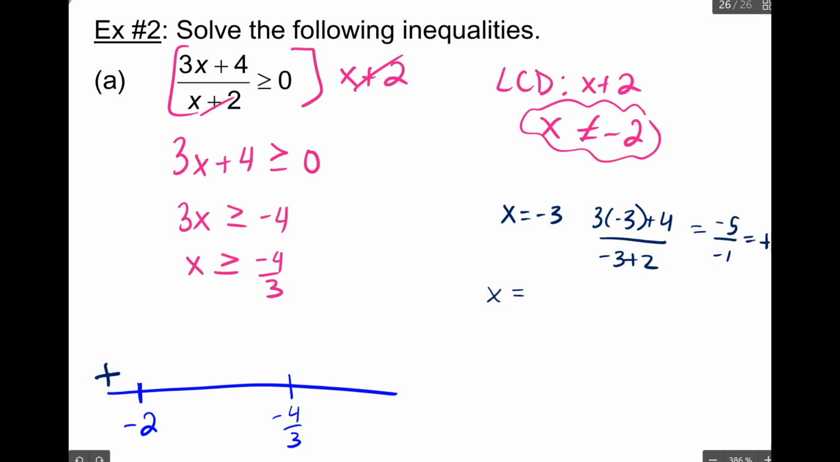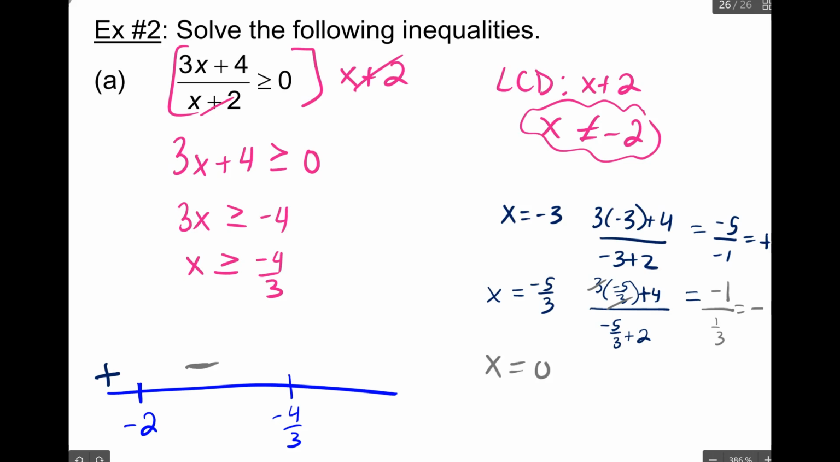How about if I plug in negative 5/3? So 3 times negative 5/3 plus 4 over negative 5/3 plus 2. So negative 5 plus 4, so negative 1, because the 3's cancel out, so it's negative 1 over 2, which is equal to 6 over 3, so this is equal to 1/3. Okay, negative. And then let's plug in x equals 0.